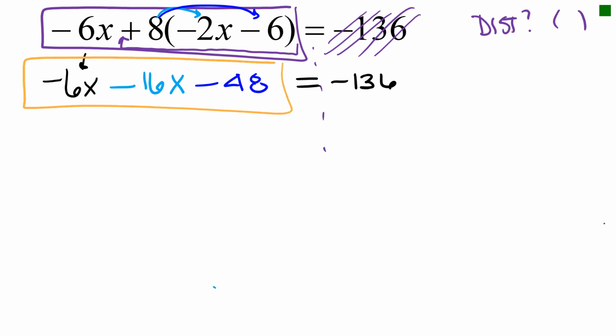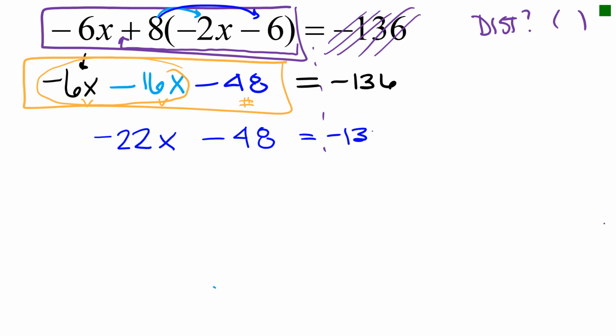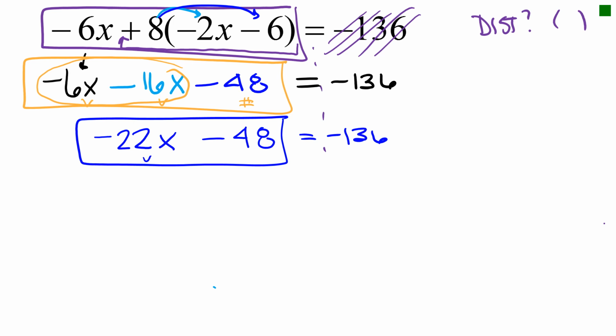On the left-hand side, you've got a variable, a number. So which ones do you get to put together? The two variable terms. Negative 6 minus 16 is negative 22. And what are you combining? X's. And you still have minus 48 equals negative 136. Left-hand side is the side that has the plus or the minus, variable, number. Right-hand side has a number. That means we're going to move the number. We move a minus 48 by adding 48 to both sides.